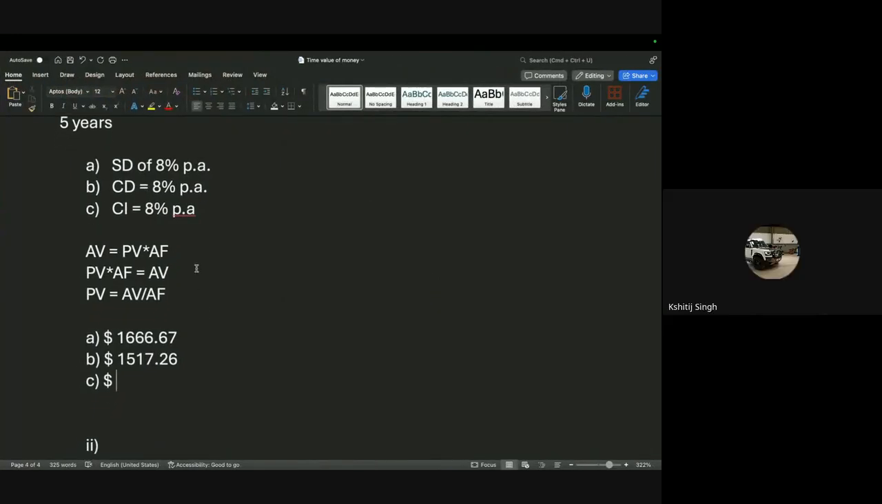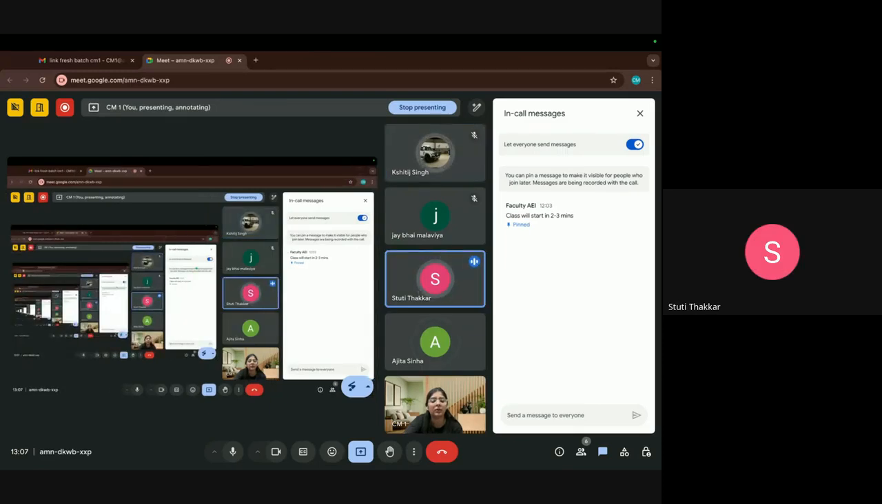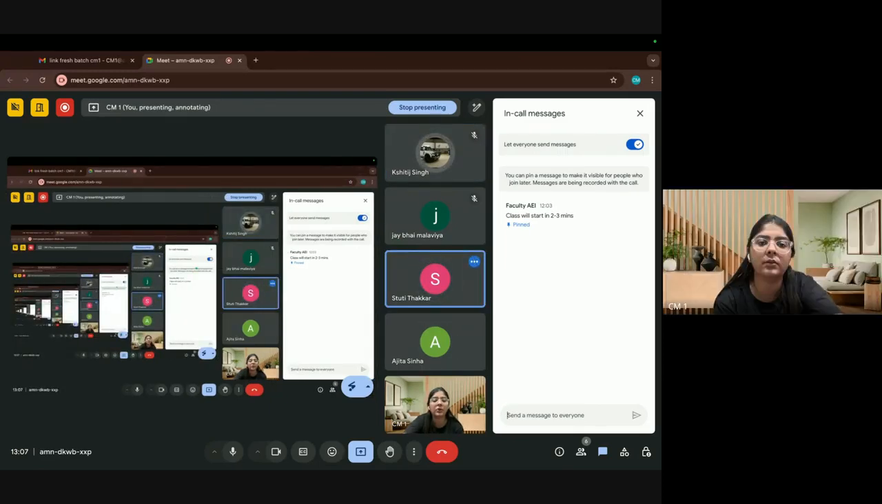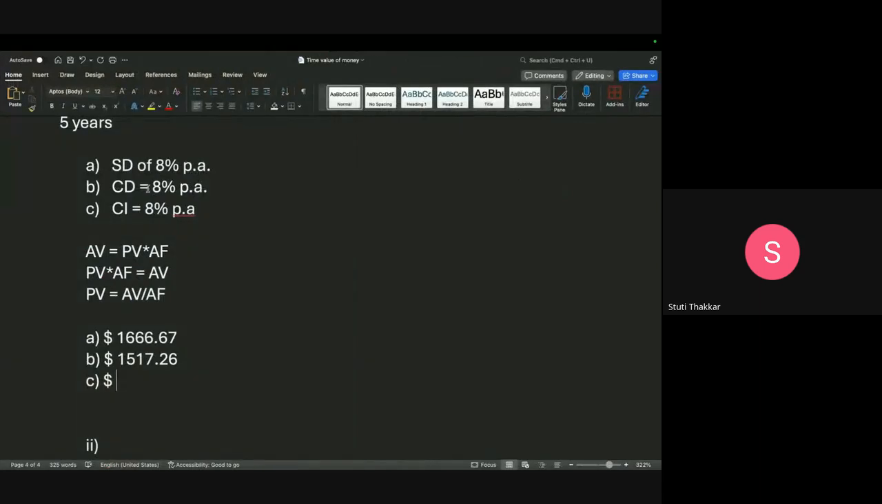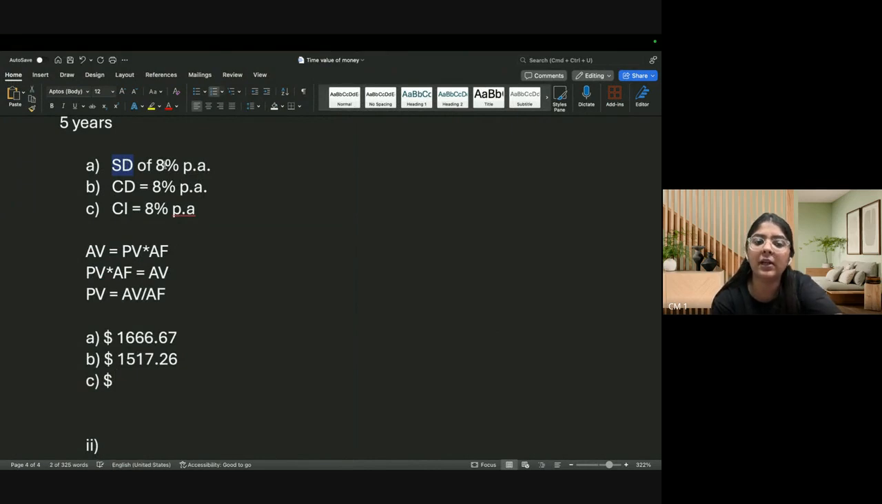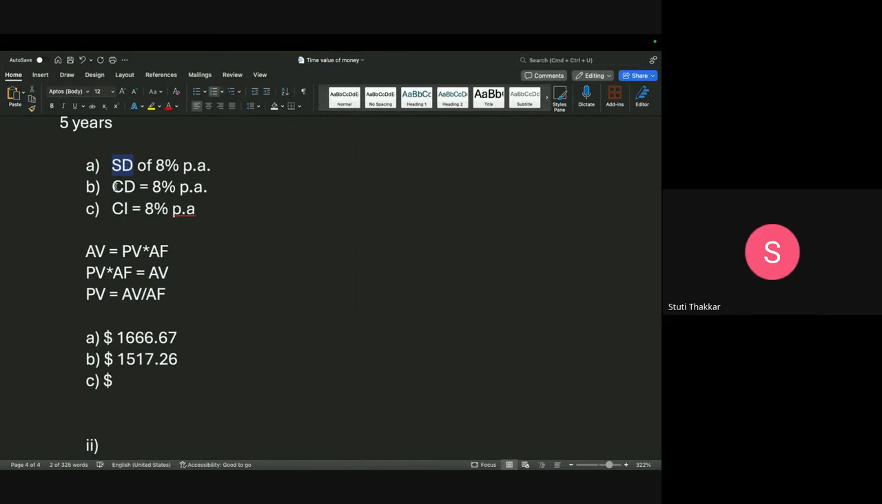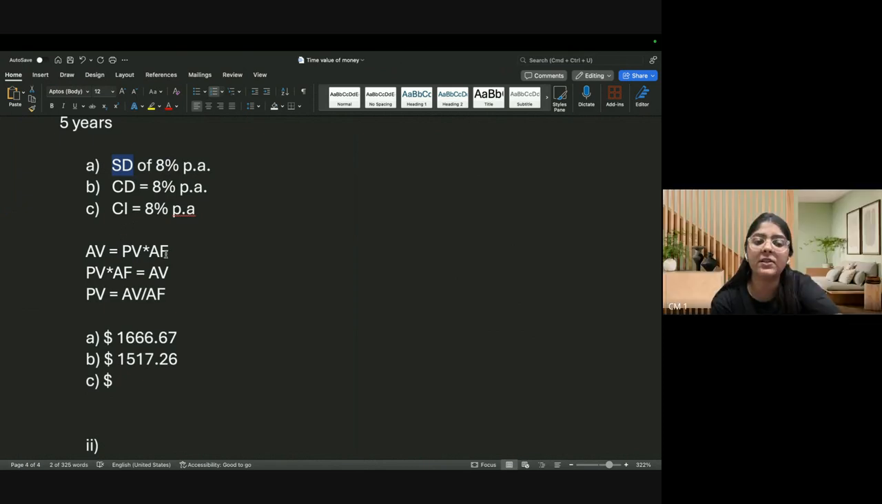Ma'am, 8% is D, right? The 8% in the question, SD of 8%, it's D. SD means simple discount. So D. We have this equation of PV equals AV into 1 minus ND. We have PV, we have N, and we have D. We'll directly get the AV.